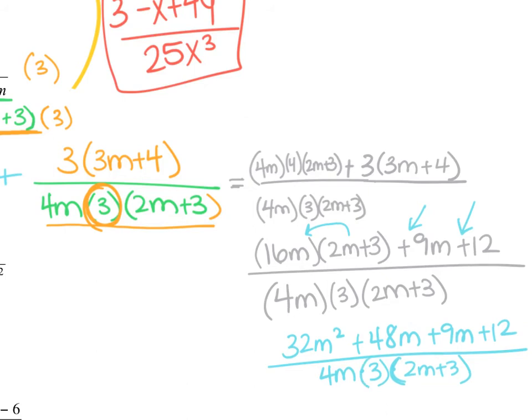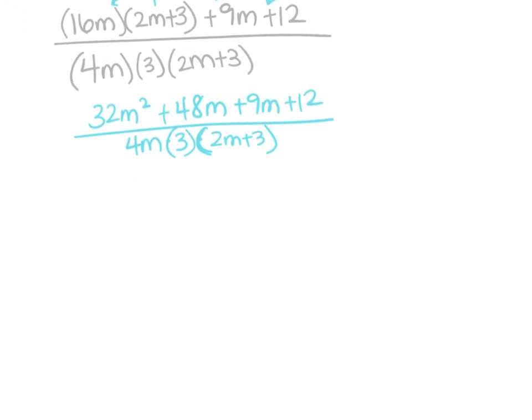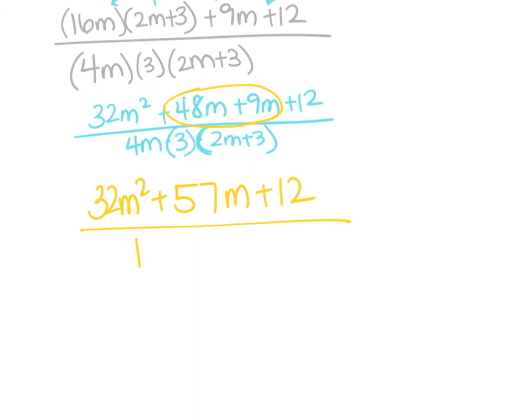Okay. So now that I have this, let's change my color. I'm going to combine the 48m and the 9m. So 48 plus 9 is 57, so 57m plus 12. I have 32m squared plus 57m plus 12 over 12m times (2m plus 3).